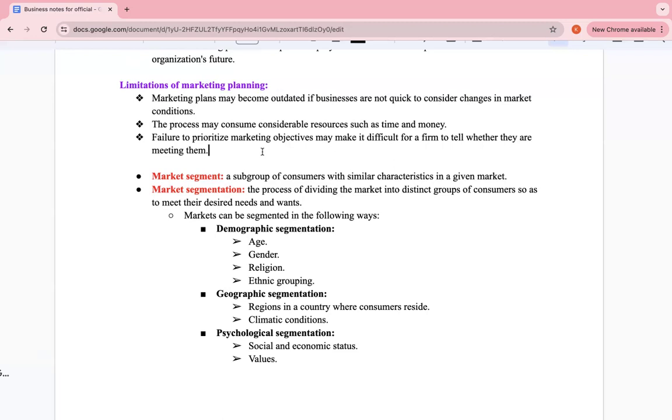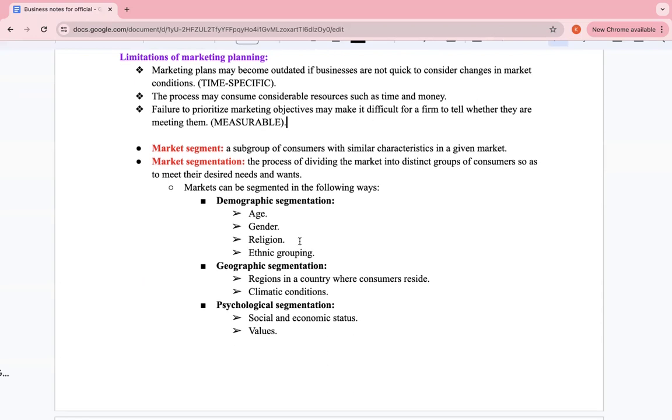Failure to prioritize marketing objectives may make it difficult for a firm to tell whether they are meeting them. Okay, so like I said, if they don't have these objectives clear, if the whole business does not have the same image, and they don't have this clear-cut image that they're all following, then this will make it unorganized for the business. It'll make the process way slower. And like I said, part of the SMART goals is to be measurable. So this is very important. So here we need to talk about measurability, and here we talk about specific. So keep that in mind. Okay.